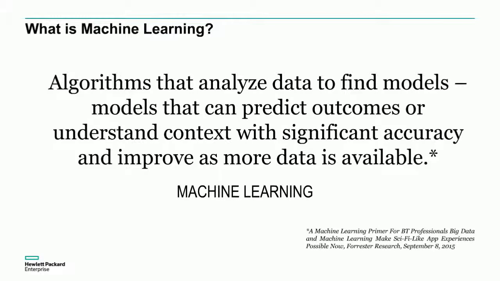So what is machine learning exactly? It's defined as algorithms that analyze data to find models that can predict outcomes or understand context with significant accuracy and improve as more data is available. The basic idea here is to make decisions based on the information you have available. Machine learning has a variety of applications, from producing personalized recommendations, discovering new knowledge from large databases, otherwise known as data mining, and automating certain monotonous tasks that require some degree of intelligence, such as handwritten characters. Machine learning has become a necessity due to the ever-growing amount of data that we're dealing with.